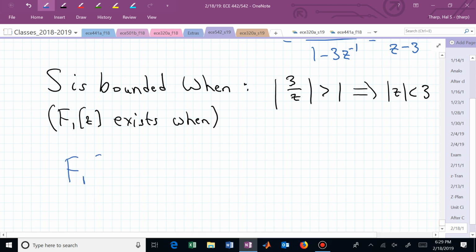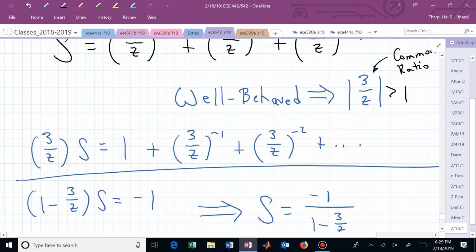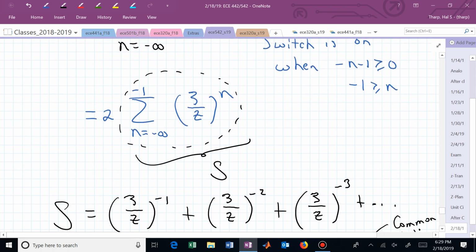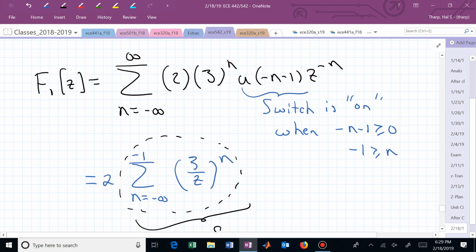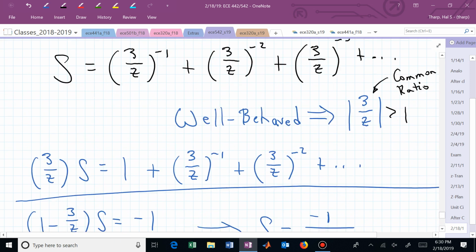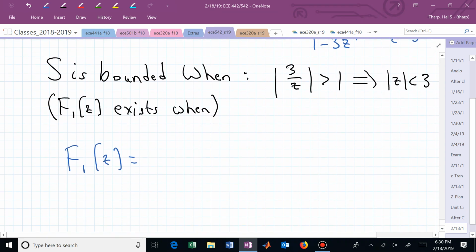We have f sub 1 of z is in fact equal to, well, it was partly made up of s, but it was scaled by 2, wasn't it? We didn't incorporate 2 into s before. We just kept that to the side. F sub 1 of z is now 2s, or it's now 2 times minus z over z minus 3, and that was true as long as the magnitude of z was less than 3.